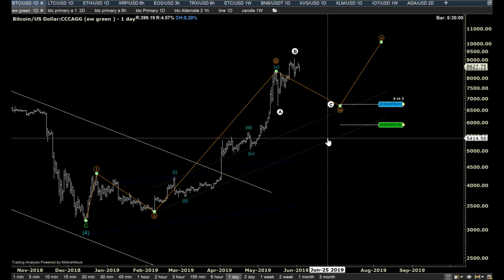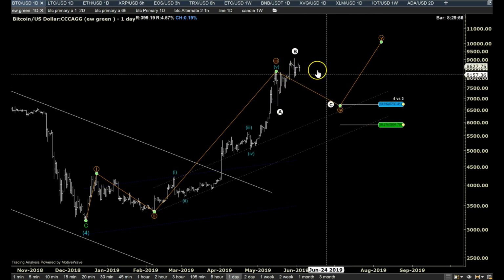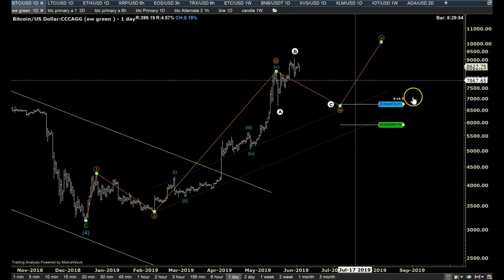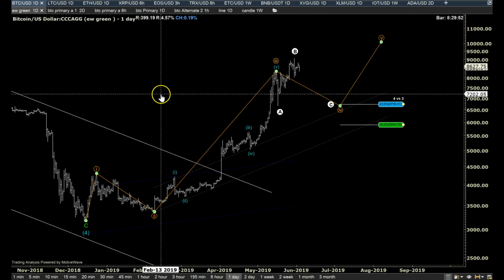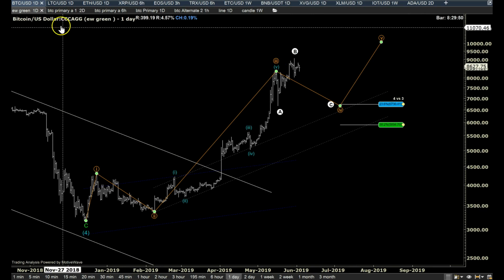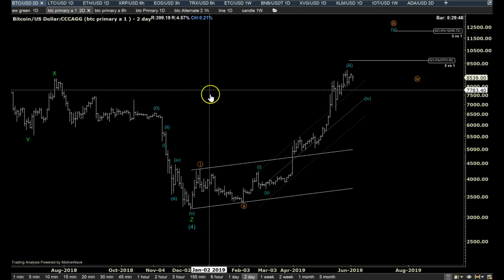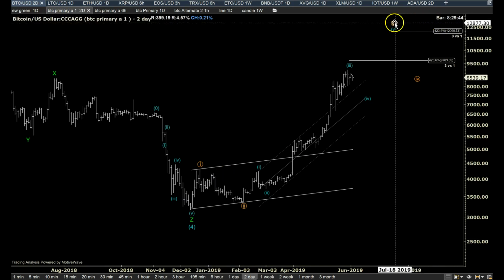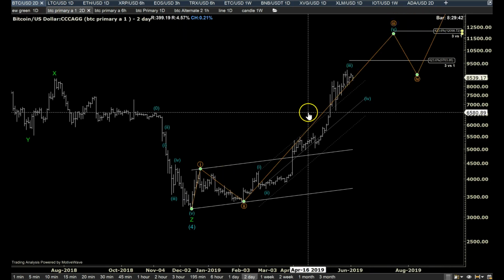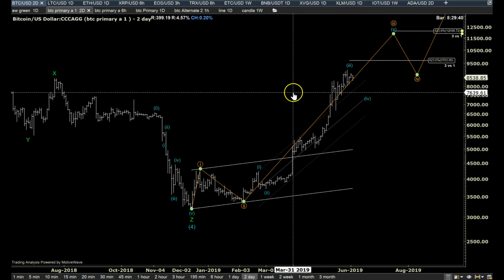Will it happen? We don't know. That's why we have to monitor these developments and see if this is going to be an expanded, a running triangle or a running flat. Let's go back and look at another count that I have, the second one, which tells me that this wave 3 orange is not complete yet, and we still have to make another push up higher.